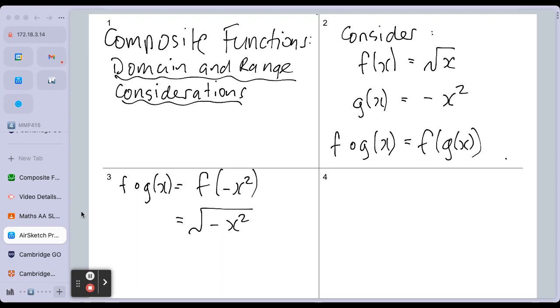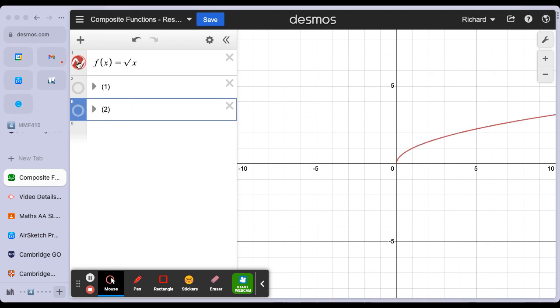What's the problem with that function? The composite function is the square root of negative x squared. If we have a look at the square root of x, we can see it is only defined for positive values of x because we can't have the square root of a negative number.